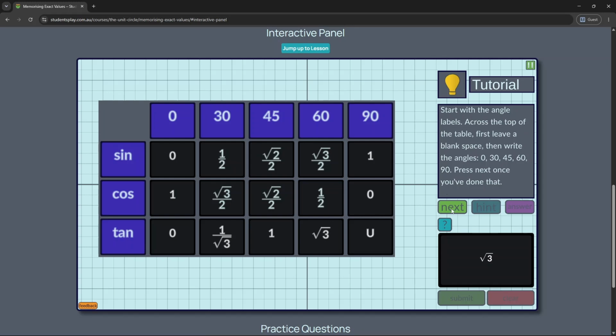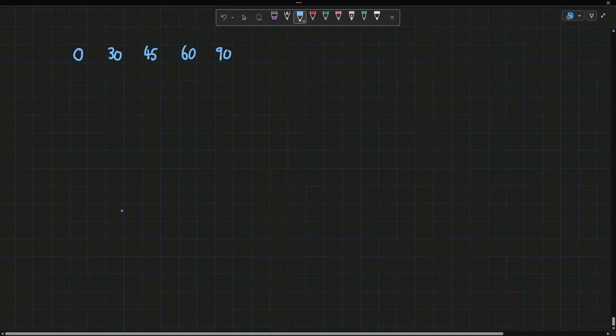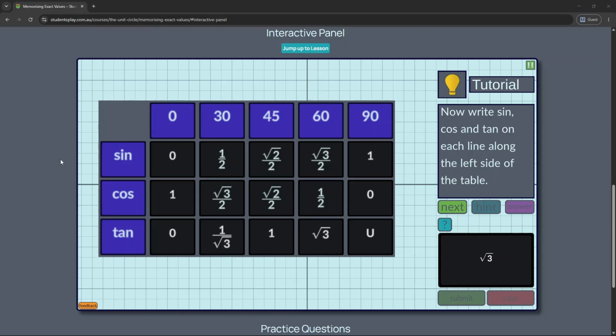And then press next. Now write sine, cos, and tan on each line along the left side of the table. So sine, cos, tan, okay. So we'll put here sine, and then cos, and then tan. I think that's a small mistake there, just ignore that.